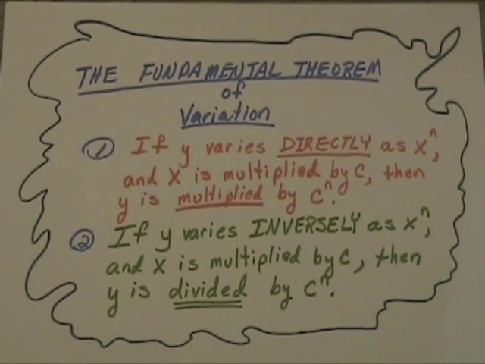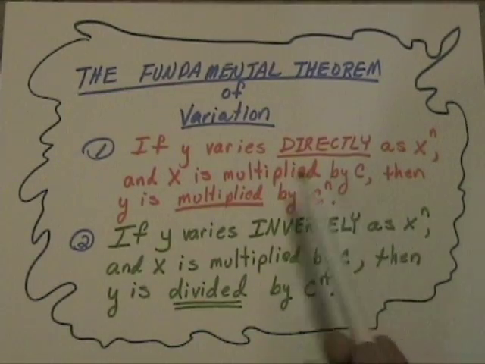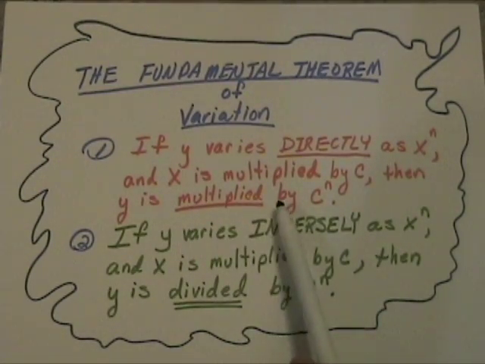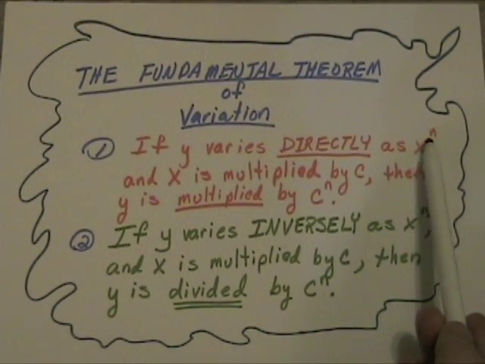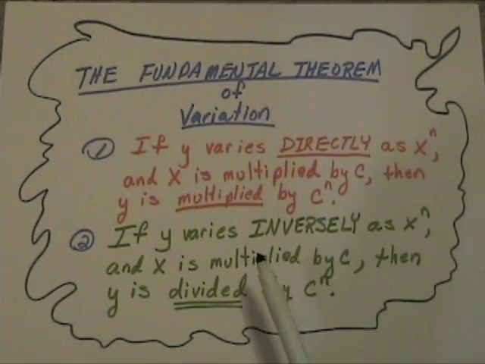All right, let's sum this all up. We have the fundamental theorem of variation, and it has 2 parts. The direct variation part and the inverse variation part. Okay, let's start here. If y varies directly as x to the n, and we take the x and it's multiplied by a c, then y is going to be multiplied by c to the n. Because if we come up here to the x and we multiply it by a c, that c is also going to be raised to the nth power.